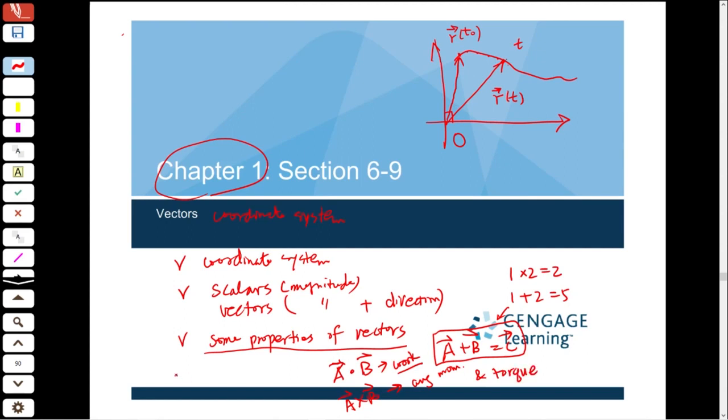Okay, and then finally I'll give lectures on components of vectors and unit vectors. Okay, so these are all mathematical materials, but physics uses the language of mathematics, and you need to know these concepts very well.